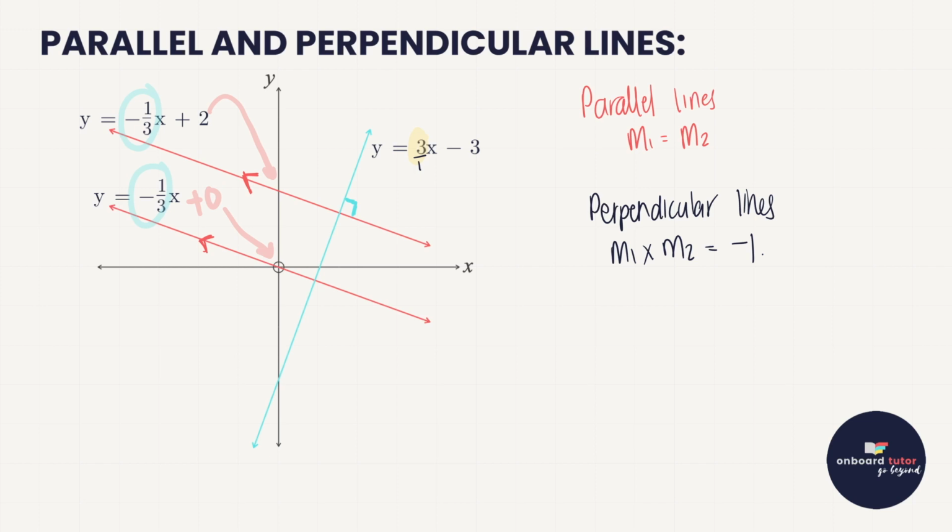And we can actually test it out. So let's take the blue gradient, which is 3, and we're going to multiply it by just one of the red gradients. We don't need to do both because we're just looking at the perpendicular lines there. And if you check them out, 3 multiplied by -1/3, that's 3/1 times 1/3, which is 1. Positive times negative is negative. So that is true. So parallel lines, equal gradients. Perpendicular lines, the gradients multiply to equal -1.